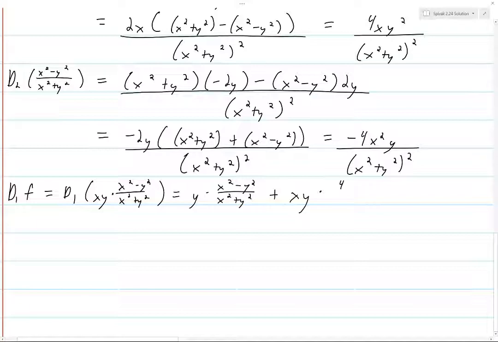Now for this part of the exercise, we want to know d1f at 0 comma y. When we plug in x equals 0, the second term has a 0 there, so that automatically drops out. In the first term, we have y times (0 minus y squared) over (0 plus y squared), and this is going to give us negative y. Assuming that y is not 0, we can cancel, and if y is 0, then it's 0. Don't worry about it.